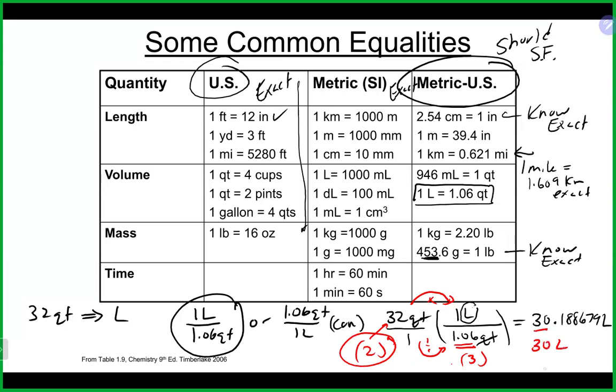Should I write 30 liters like that? I would need a decimal point, right? To make that 0 significant in this case, right?